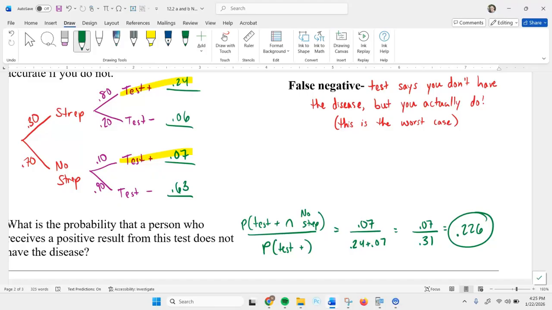All right. So that's it for conditional probability. So with that, good luck now as you work on your assignment.